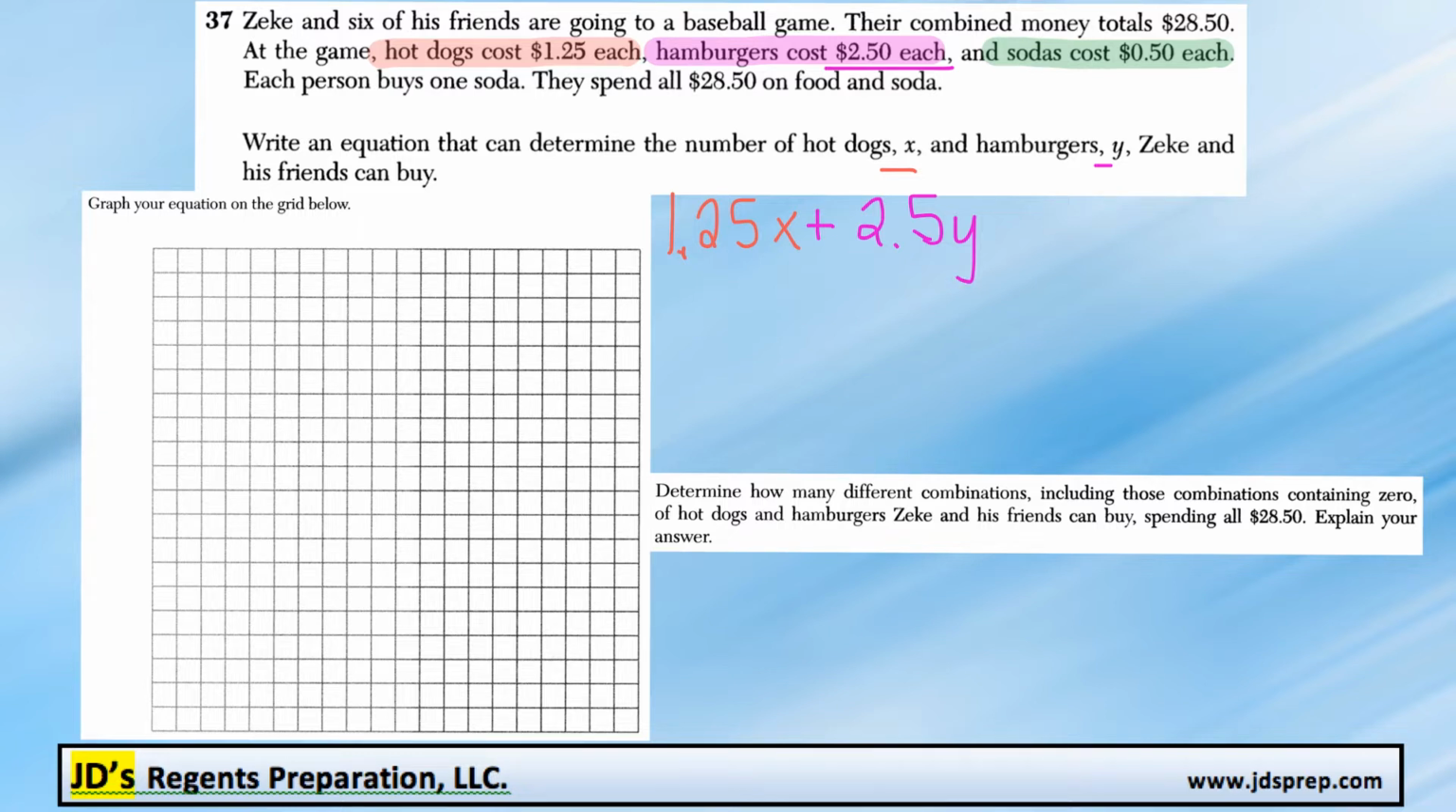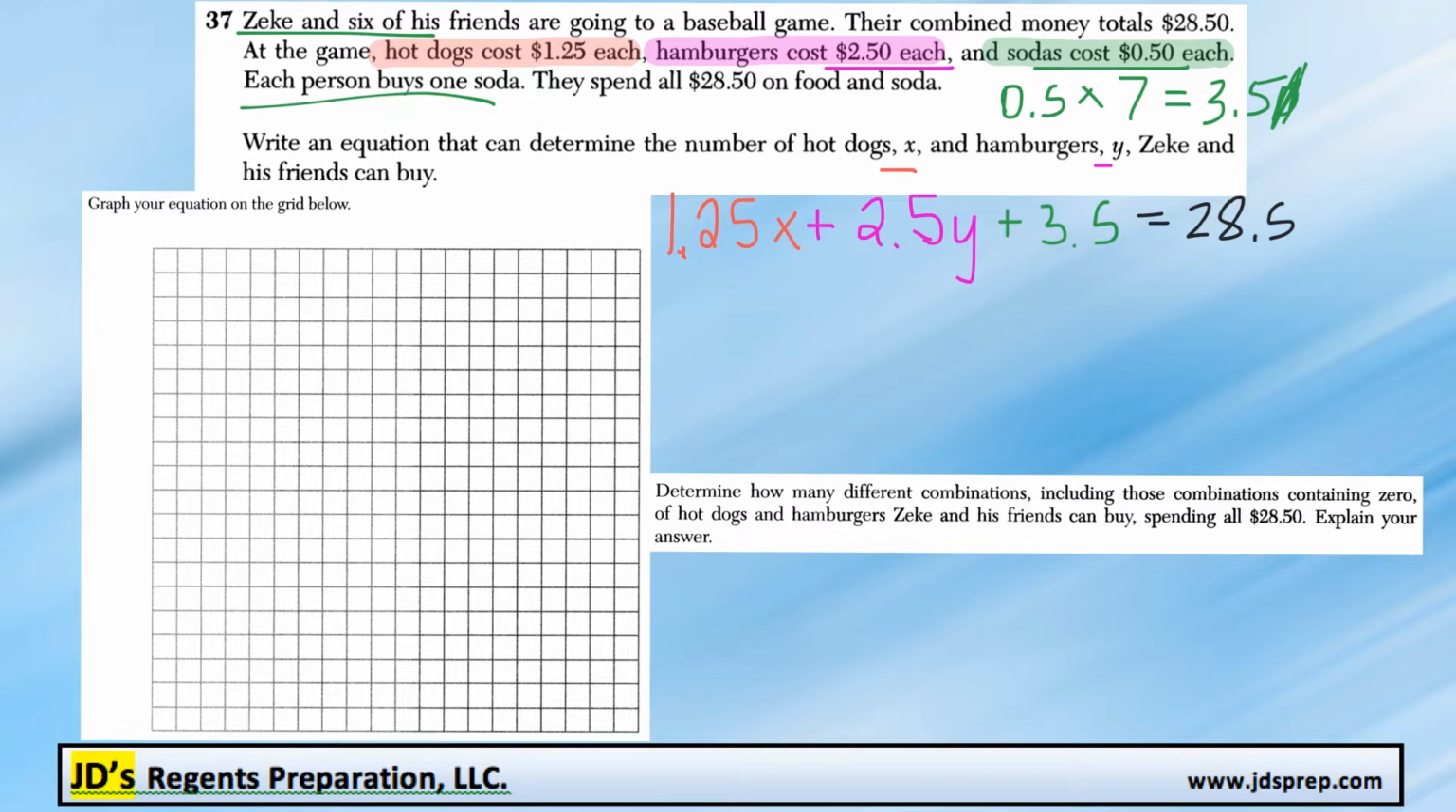y. And finally, sodas, we don't need a variable because we know that each person buys one soda. If each soda costs 50 cents, and there are 7 people in total, right? Zeke and 6 people is 7 people in total. That would end up being $3.50 or 3.5 that they're spending on the sodas. So we could add 3.5 to the equation. And we know that the grand total that they're spending is $28.50.